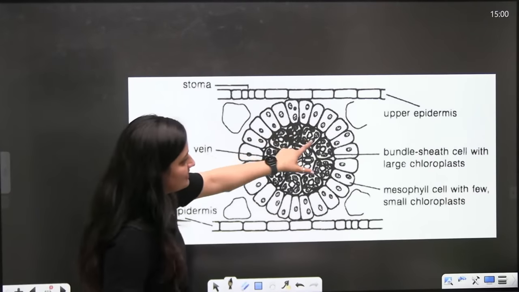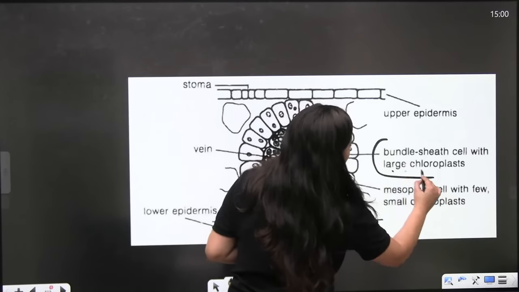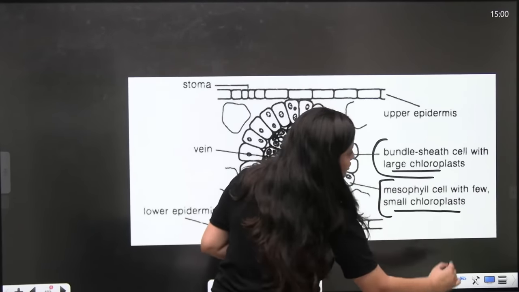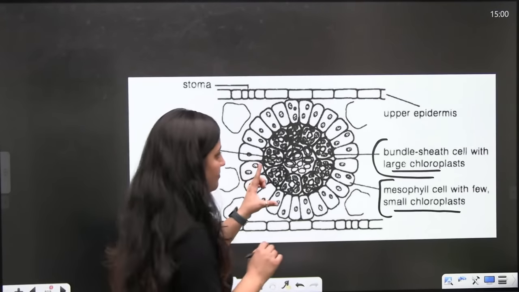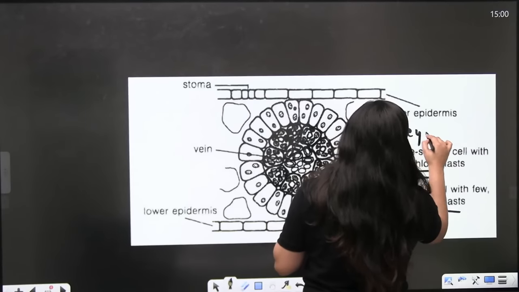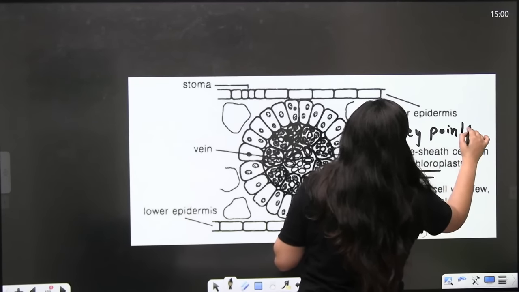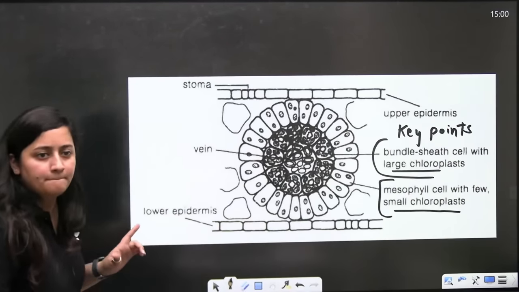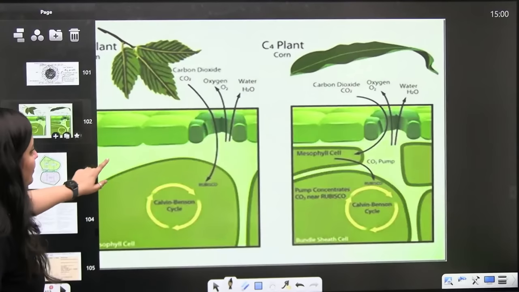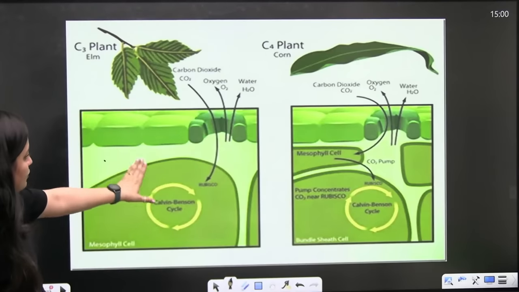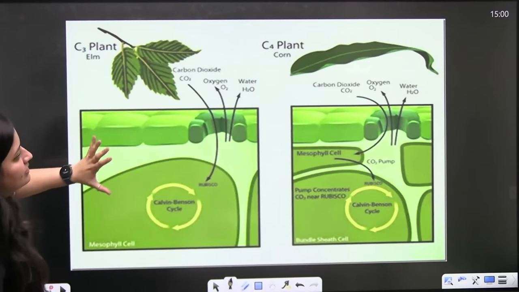So, bundle sheath cells have the large chloroplasts. Mesophyll cells have the small ones. Those are the important key points here. Everything is in the notes that I will share with you. You will be able to revise with the help of these notes, and you will be able to solve the PYQs.